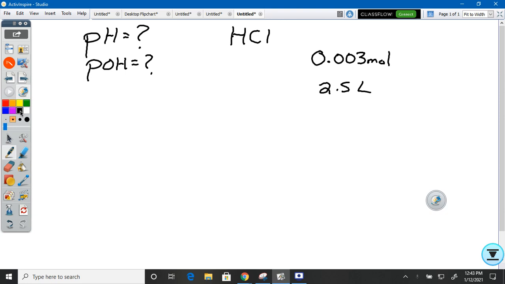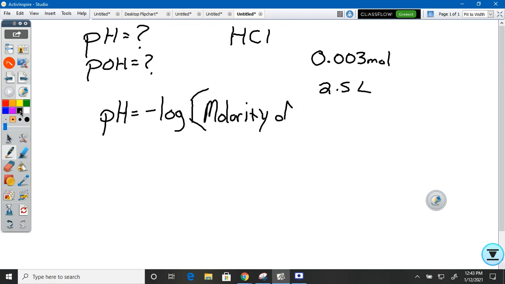Okay, so how do we set this up? We need pH and pOH. Well, a pH is negative log of the molarity of H plus. Molarity of an acid. Well, acids have H's, so that's what that really means. That's what that's saying.